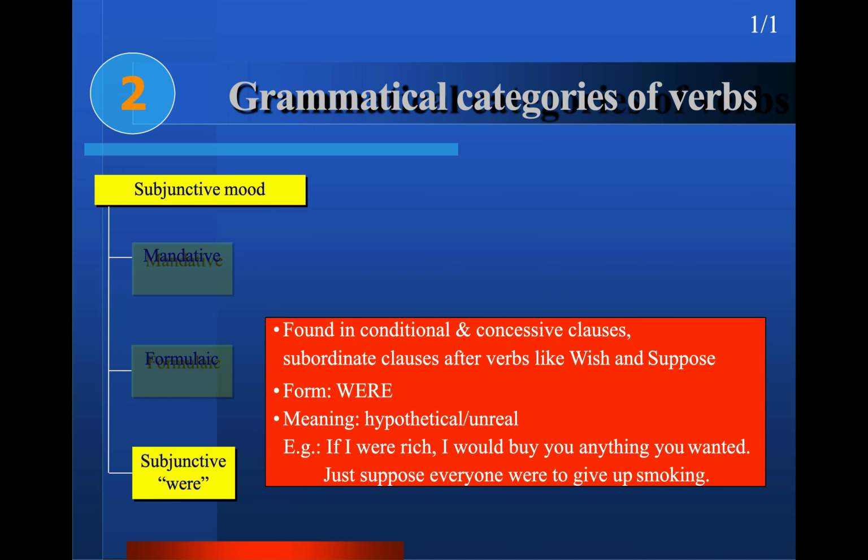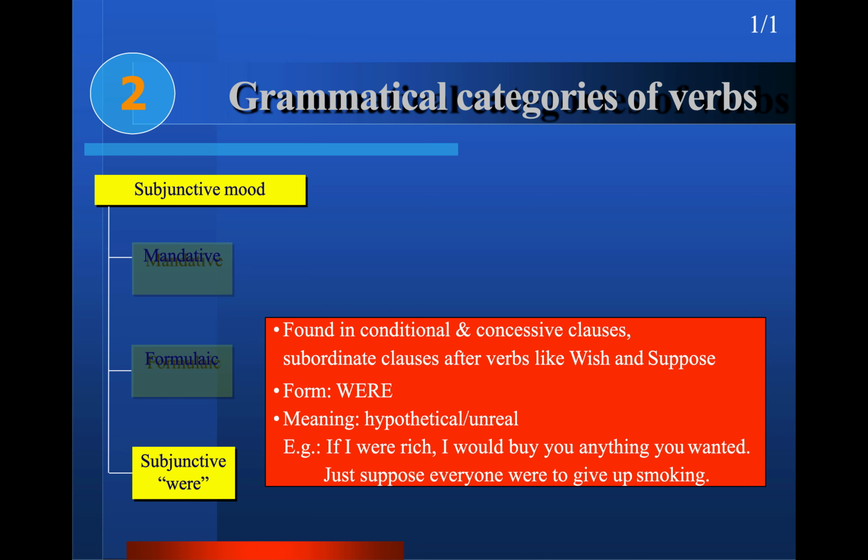There's another kind of subjunctive which is called subjunctive were. In this kind of subjunctive we usually use were with I, which is something hypothetical or unreal. Usually found in conditional and concessive clauses. So subordinate clauses after verbs like wish and suppose. Usually the subordinate clauses after wish and suppose are also noun clauses. Why? Because usually they function as an object. So usually the form of the verb is were and the meaning is hypothetical or unreal. For example, if I were rich, I would buy you anything you wanted.